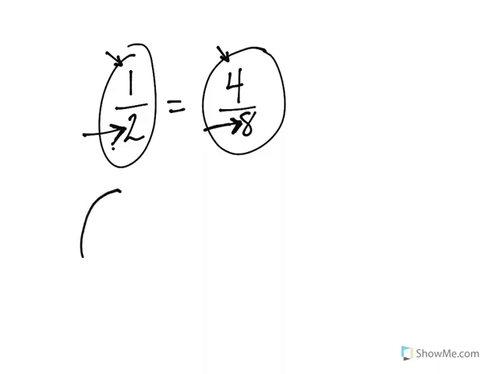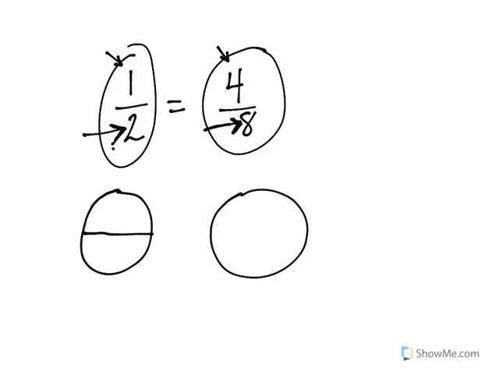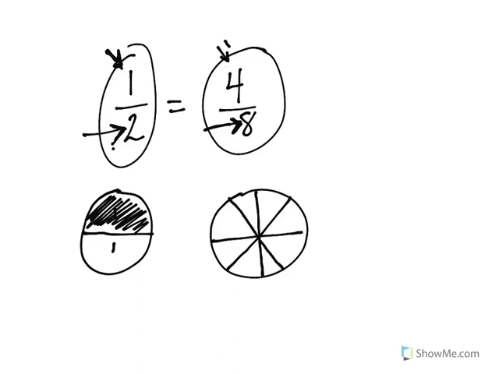Look, I'm going to show you. Here's a whole pizza, and here's a whole pizza, right? I'm going to cut this into 1/2. You have 2 slices, right? You're going to get 1, this whole slice. Here, I'm going to cut it into how many? 8, right? Now, again, my pictures are not perfect, okay? But how many slices do you get? 4. So you get 1, 2, 3, and 4. Who has more? They're technically both the same, right?